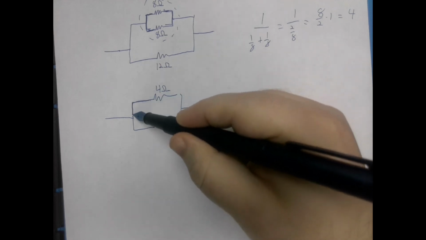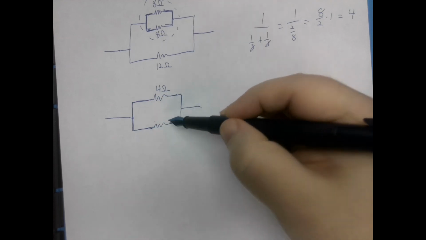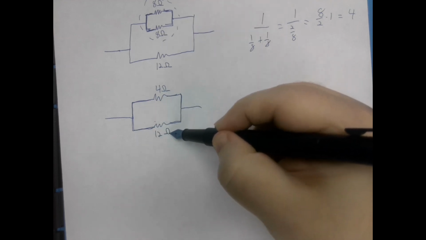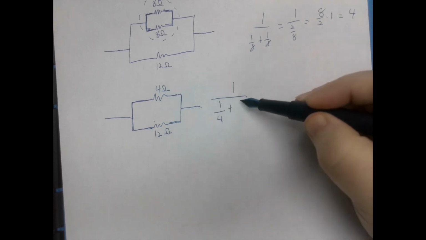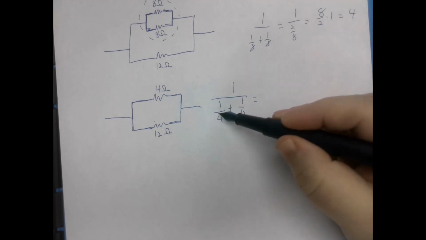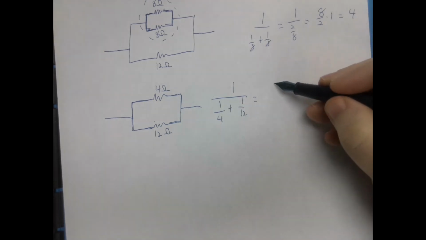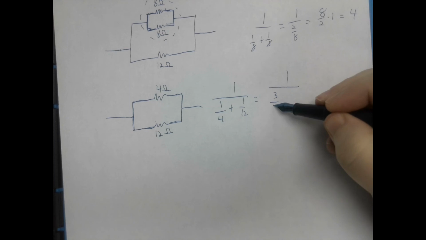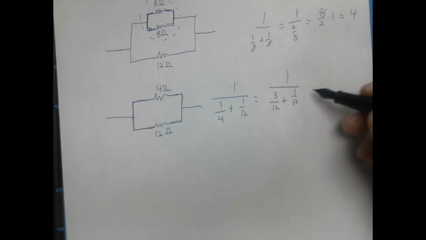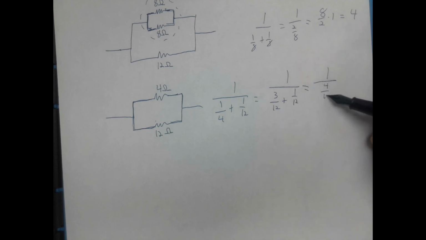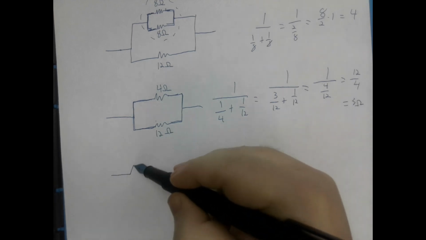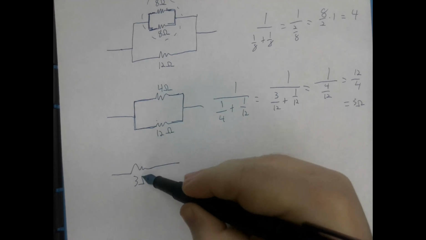And we can see this is in parallel. So we do 1/4 plus 1/12. 1/4 can be written as 3/12. So that would be equal to 1 over 4/12, which would be equal to 12/4, which is 3 ohms. So this circuit is equal to a 3 ohm resistor.